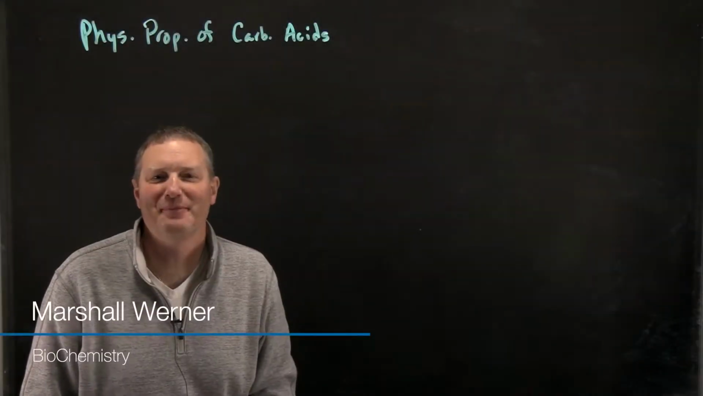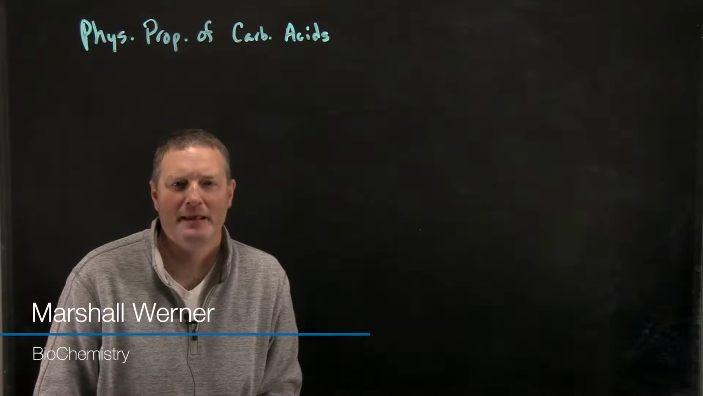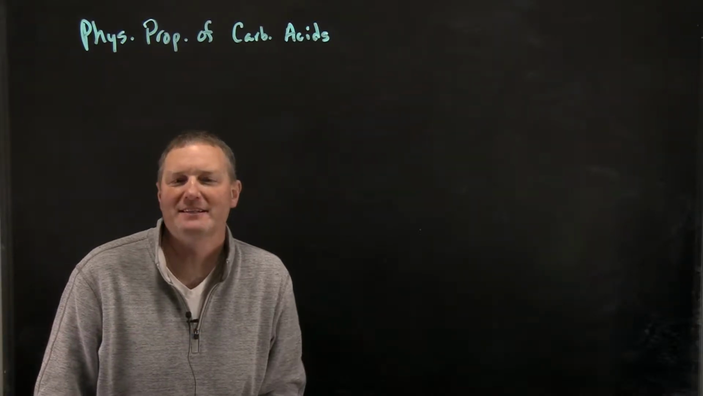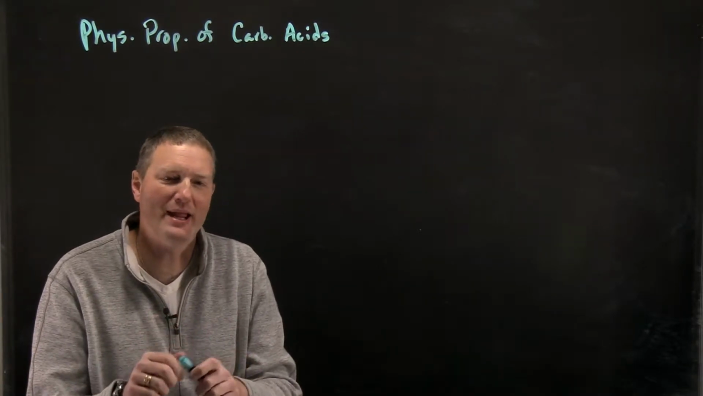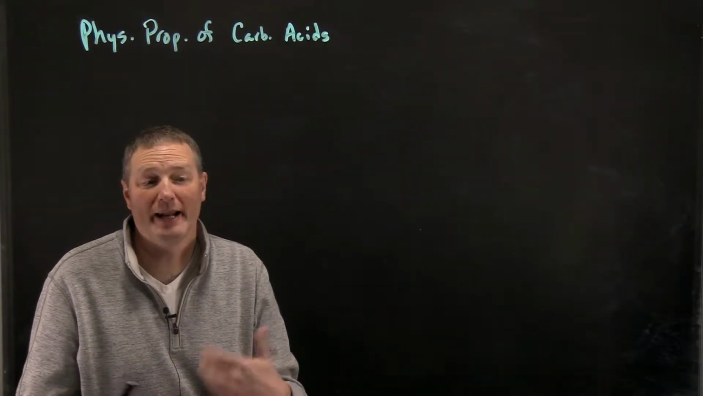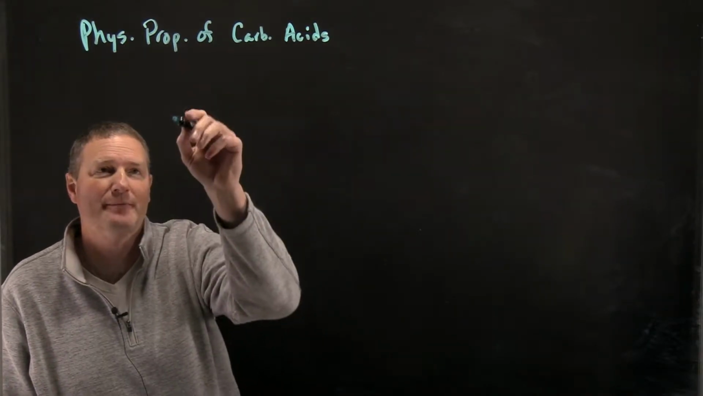Hi everyone, we're going to talk about the physical properties of carboxylic acids in this video. In general, because a carboxylic acid has both the carbonyl, C=O, and an OH, they tend to have quite high boiling points and melting points, and also pretty good solubility in water.